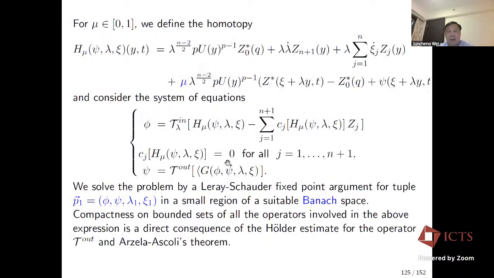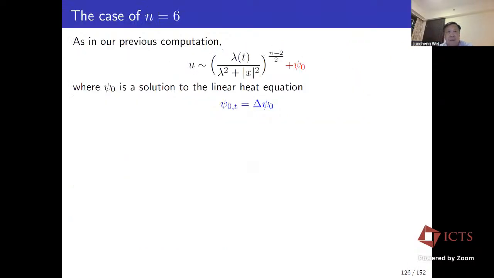So this is the whole fixed point argument, and we put this in a Schauder fixed point argument, and by compactness, we get the solution. So this is the n equals 5 case. Now let me give some remarks on n equals 6.